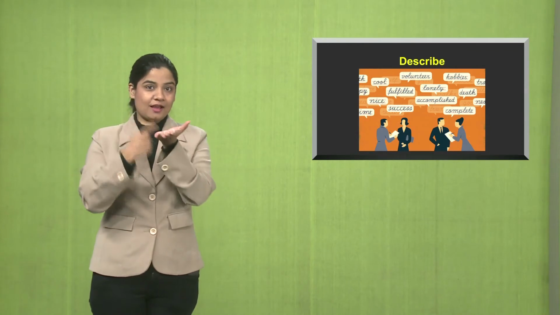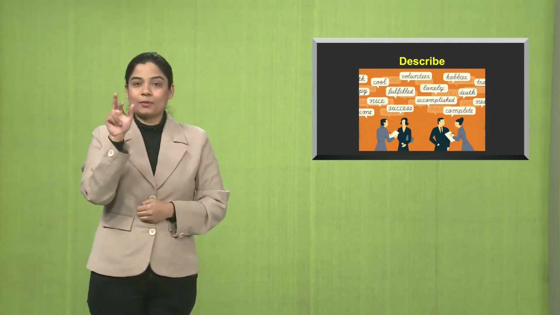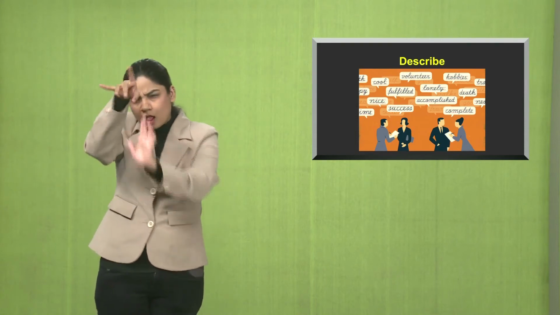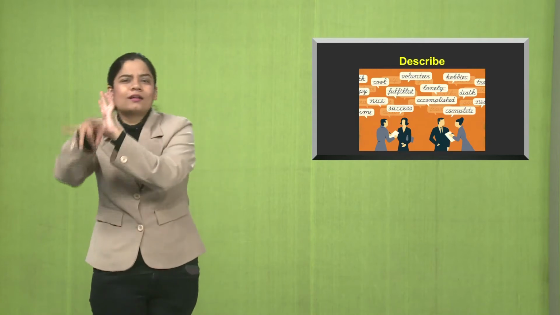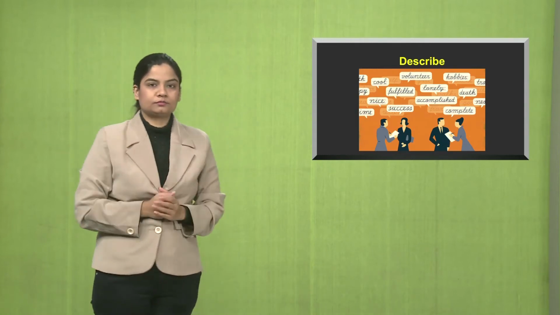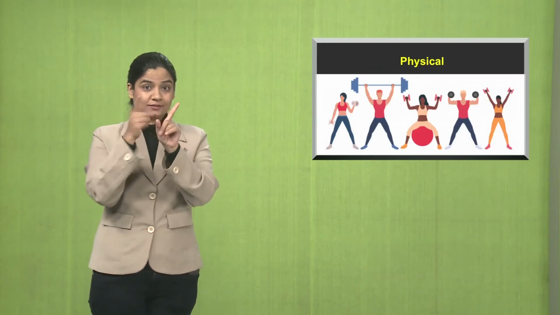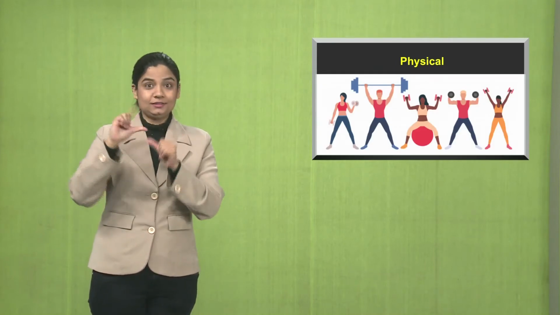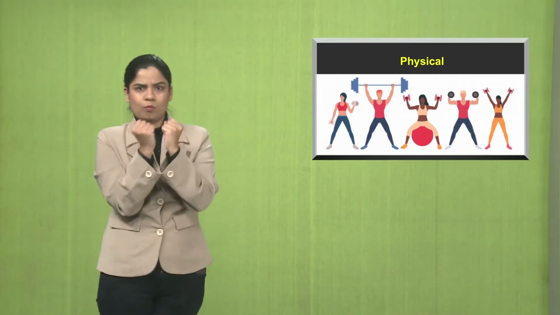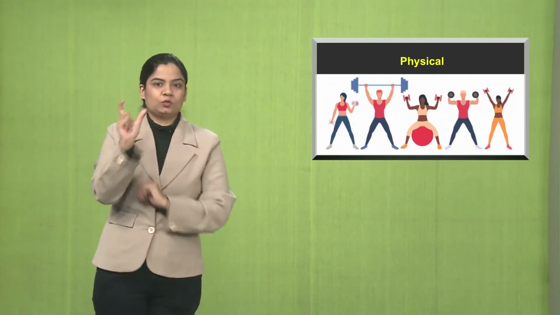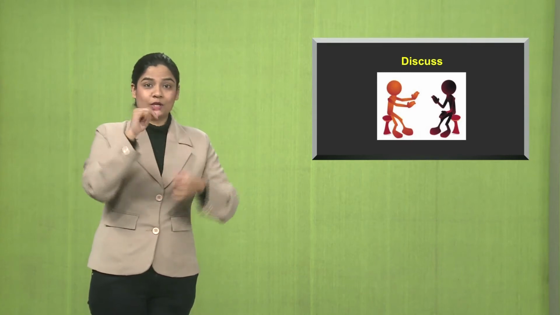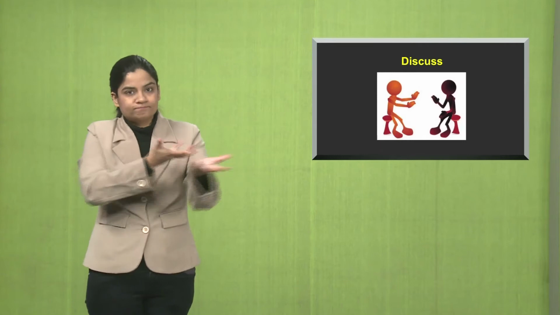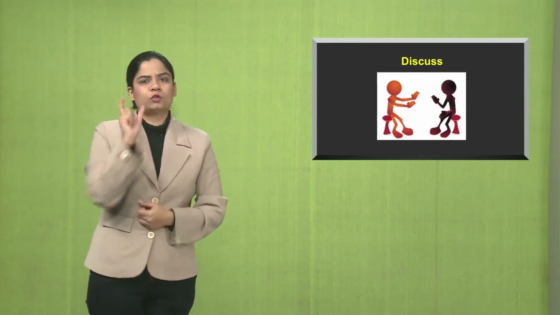Describe. Describe means to give a detailed account in words. For example, description of a person, description of a TV, different appliances at home, etc. That's called describing. Physical. Physical means bodily, something pertaining to the body is called physical. Discuss means to talk about something with a person or with people.